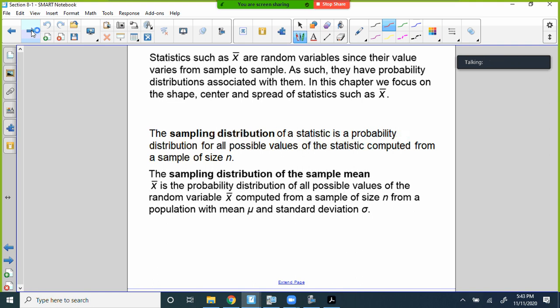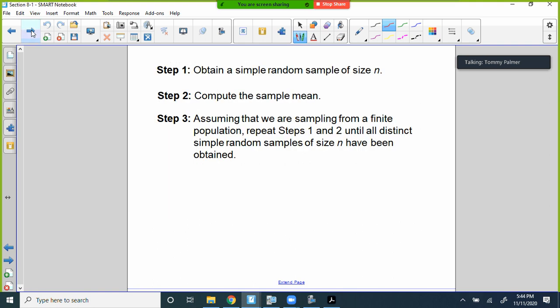Okay, so it's a lot of theory there. Okay, so first thing is, and it'll make sense as soon as we get into this. Okay, it's a lot of theory we have to go through. Step one: obtain a simple random sample of size n, right? And then compute the mean. And assuming that we're sampling from a finite population, repeat step 1 and 2 until all distinct random samples of size n have been obtained. So that's how we're going to do the sampling.